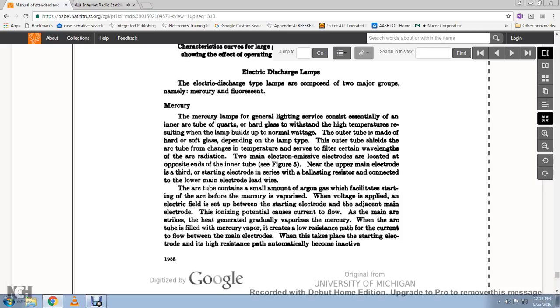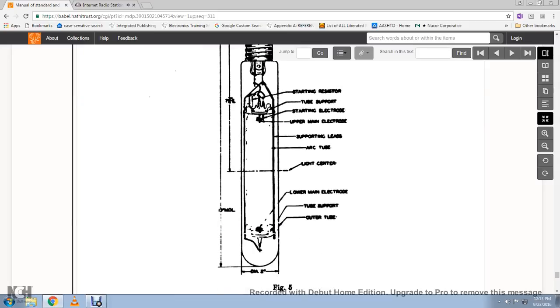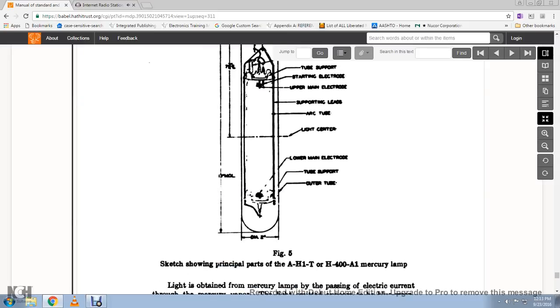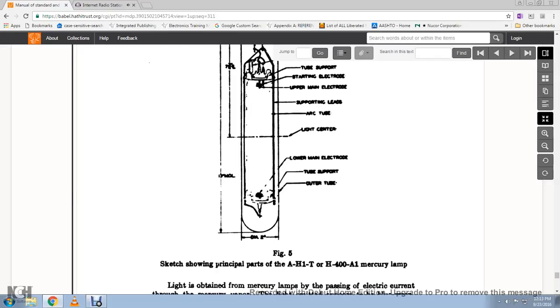The ionizing potential causes current to flow as the main arc strikes, and the heat generated gradually vaporizes the mercury. When the arc tube is filled with mercury vapor, it creates a low resistance path for current flow between the main electrodes. This takes place during the electrode discharge, and the high resistance starting path automatically becomes inactive. Figure 5 shows the principal parts of the mercury lamp: the nominal screw base, the starting resistor, the starting electrode, the upper main electrode supporting the arc tube, the lower main electrode, the arc tube, the support, and the outer tube.